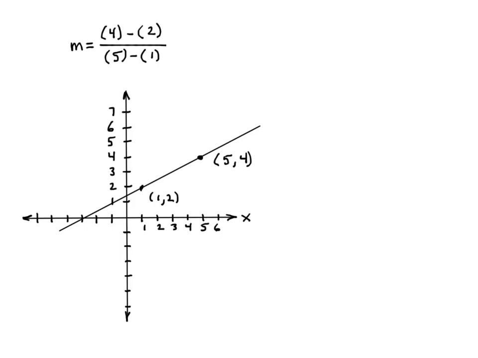It really doesn't matter which one is the first point and which one's the second point, because if you swap these around, notice you'll have 2 minus 4 over 1 minus 5, and so you'll have a negative over a negative and we'll get a positive. So long as you keep the correspondence correct, where the first numbers are from one point and the last numbers are from the other point, then you'll get the right numeric answer for calculating the slope. So in this case, we have 2 over 4, which is 1/2.